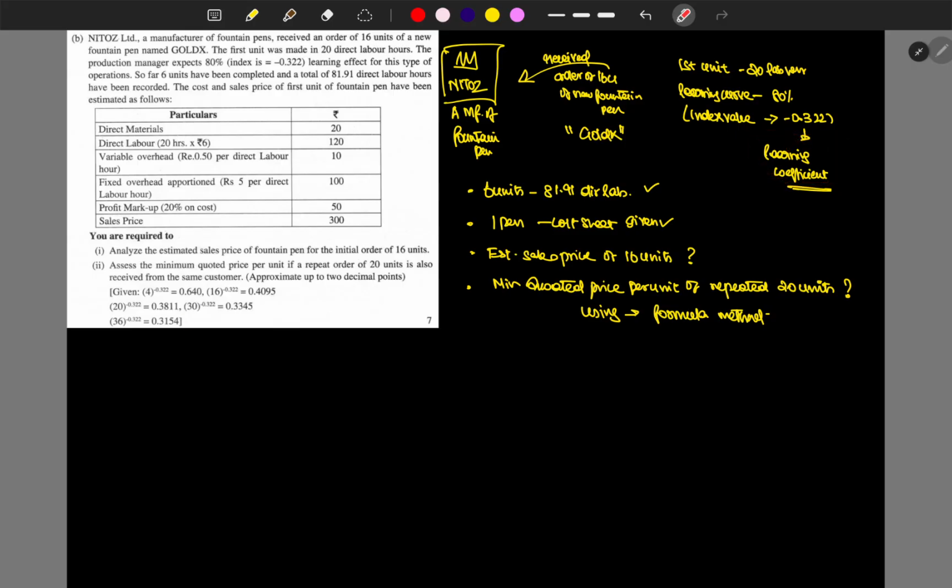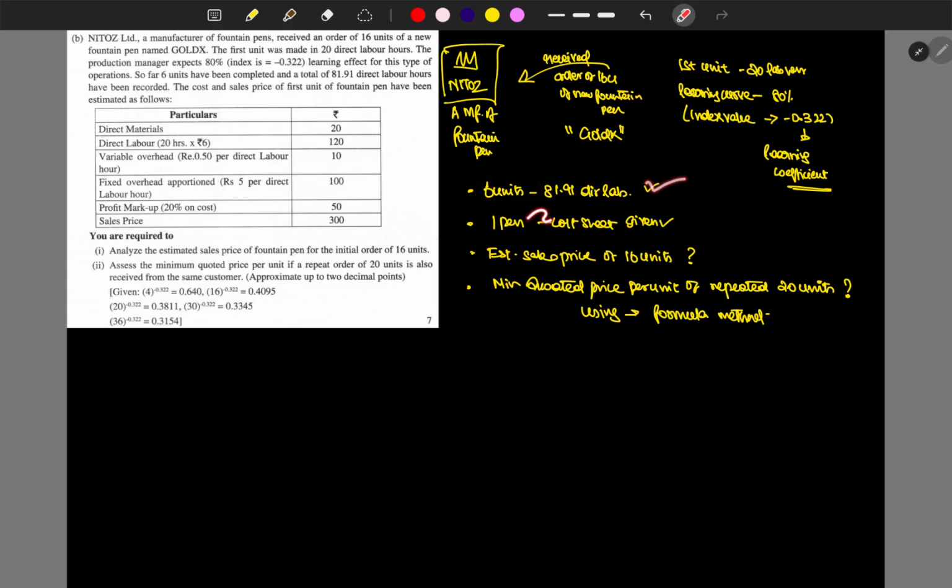This is for the second method. Actually, this problem involves both the doubling method as well as the formula method. In one problem we are covering the two concepts, so this is the most repeated, most asked type of question from an examination perspective. Let's get into the problem. The learning coefficient value is given, and further details are given: for 16 units they take 81.91 direct labor hours.